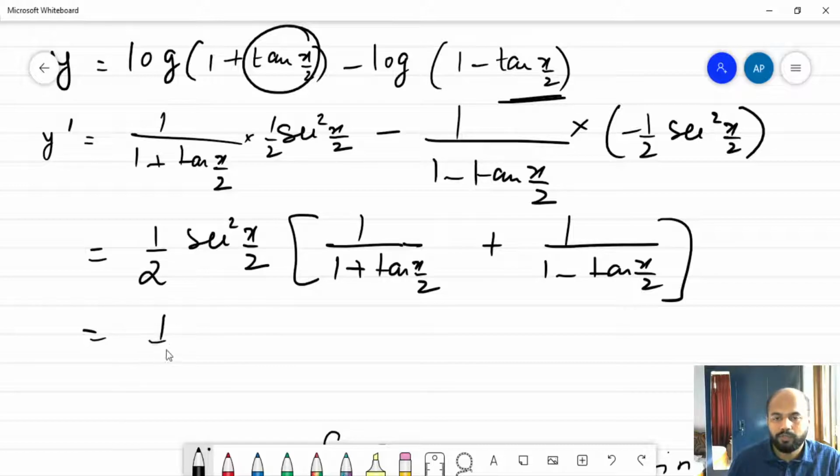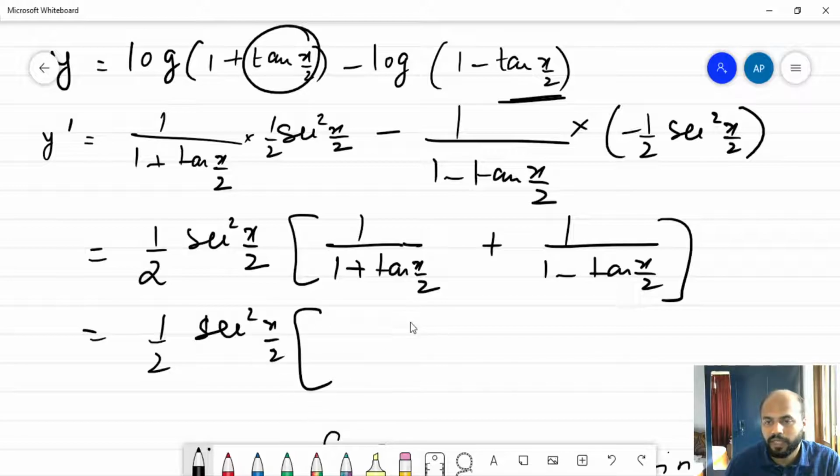So we'll keep the outside part as it is, and we'll write it as sec square x by 2. Internally what we'll get is 1 minus tan x by 2 plus 1 plus tan x by 2. So tan x by 2 terms will get cancelled. What we get is this. So overall I'm going to get just 2 on top, 2 by 1 minus tan square x by 2.